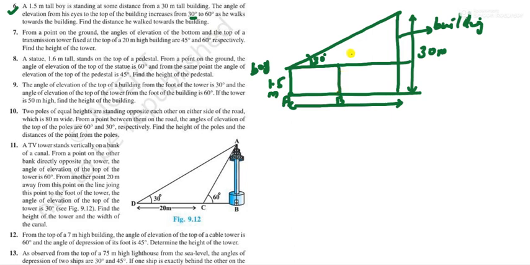So now the angle is how much? 60 degree. His eyesight is making an angle 60 with this horizontal line. Now what they have asked: find the distance he walked towards the building. Means you have to find the distance AB, right? This is the question. The distance walked towards the building, means from here to here, what is the distance you have to find?